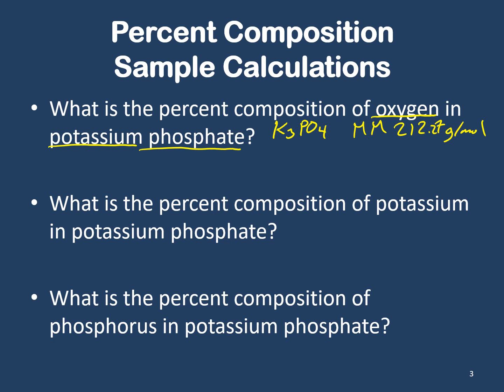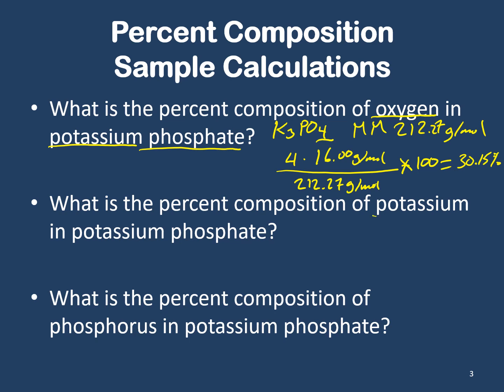Okay, so if we want this for oxygen, we're going to go, okay, well, how many oxygens are there in the compound? Well, there are 4 oxygens in the compound. What's the molar mass of oxygen? 16 grams per mole. And we know the molar mass of the compound is 212.27 grams per mole. Well, now we just multiply this by 100, and that'll get us our percent composition of oxygen in potassium phosphate. This will be 30.15%.